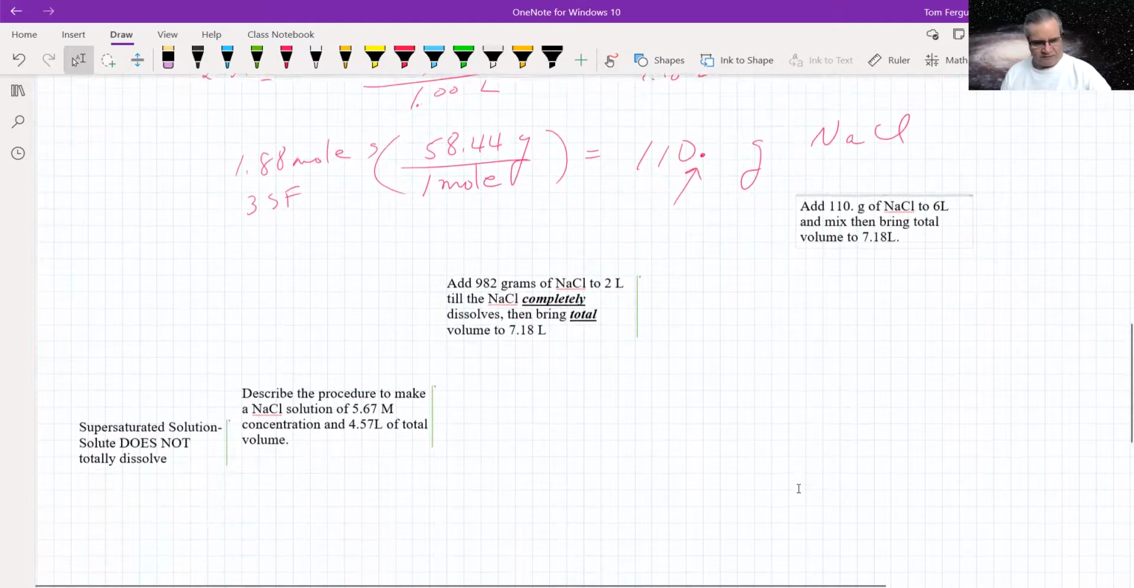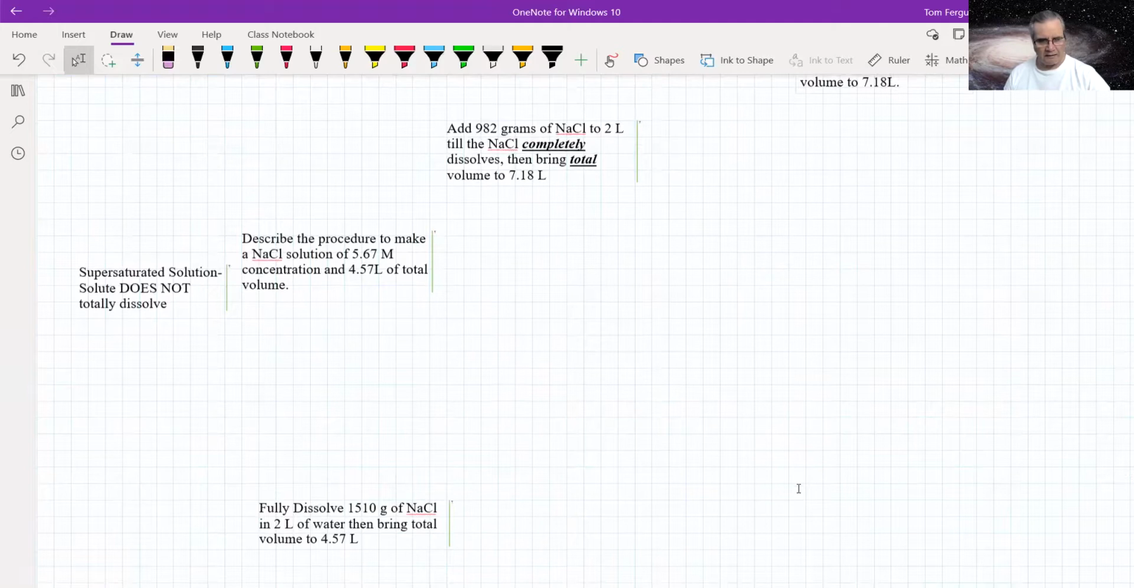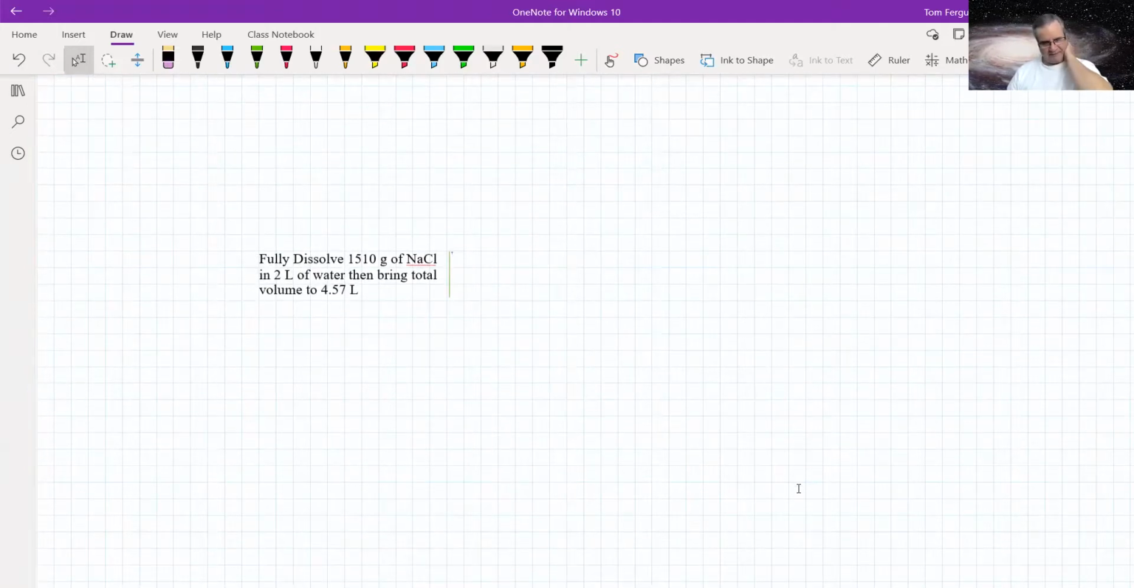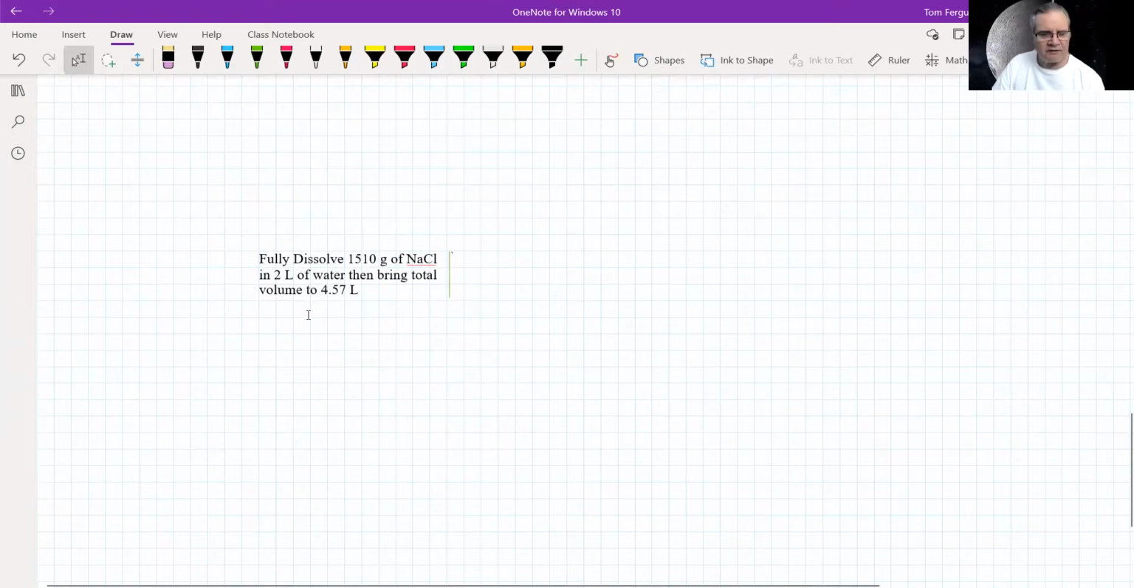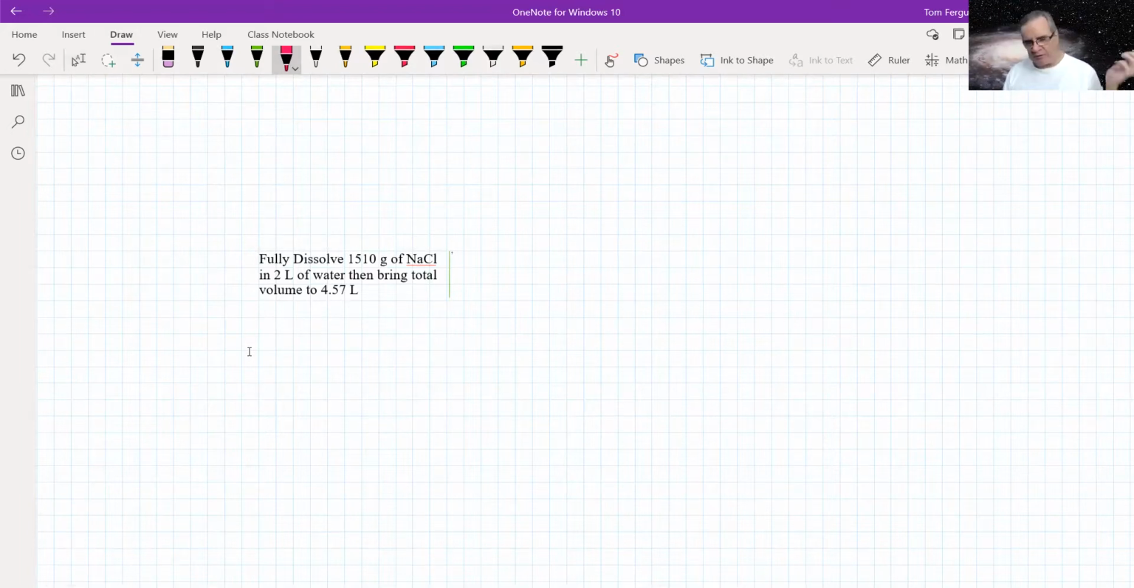Okay, so what if we start with, let's see here. Let's look at this problem here. We take 10 grams of salt in 2 liters of water, bringing the total volume of the solution to 4.57 liters. What's the concentration of salt? Okay, now this is a little different take because we're just throwing a bunch of dry salt into the 2 liters of water, bringing it up to 4.57 liters.